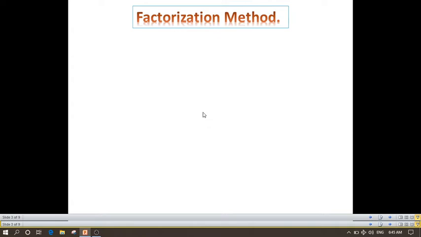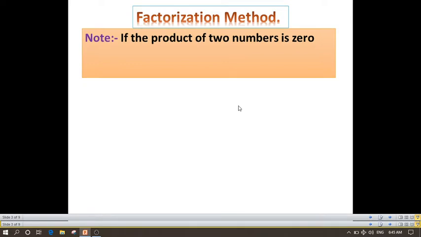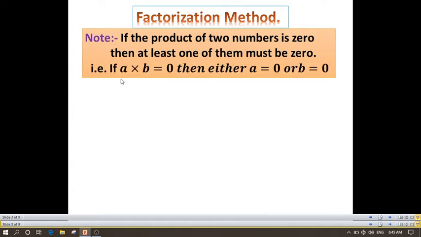Now to study the steps of factorization method, first note that if product of two numbers is 0, then at least one of them must be 0. That is, if a into b is equal to 0, then either a is equal to 0 or b is equal to 0.